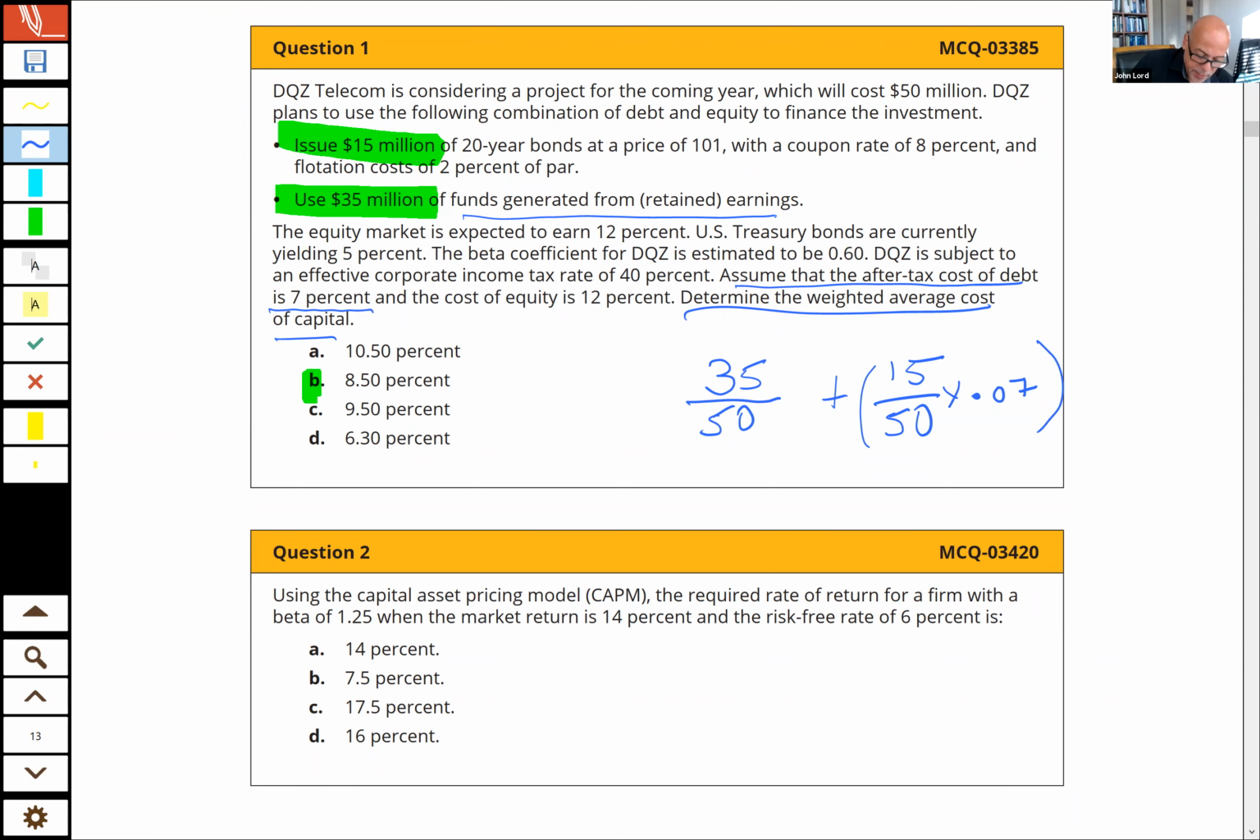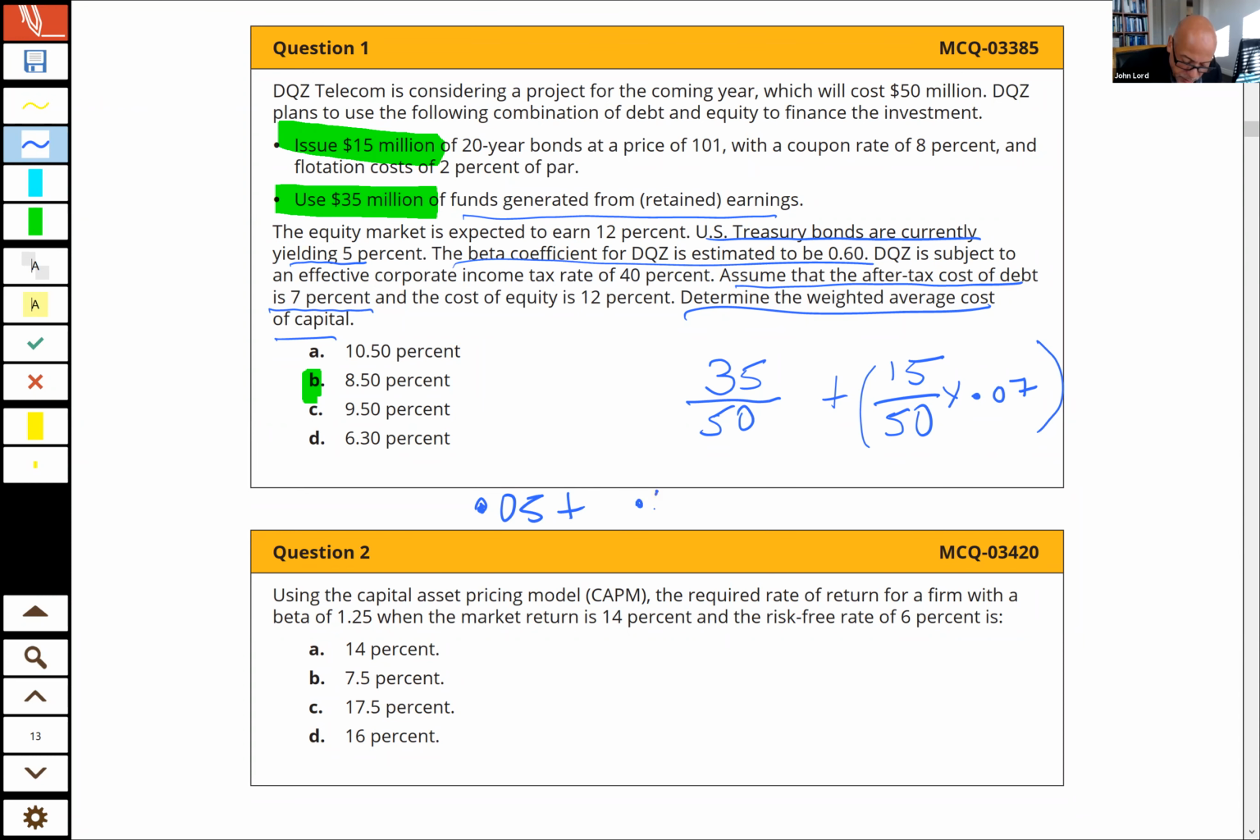So I know that the CAPM is going to be what? The risk-free, and notice they use treasury bonds. It could be the 10-year note, whatever, but they're using bonds here. So I'm going to pick up that 0.05, but then I have to address that for the company's amount of risk that is over the market rate of risk. So now they tell me that the company's beta coefficient is estimated to be 0.6.